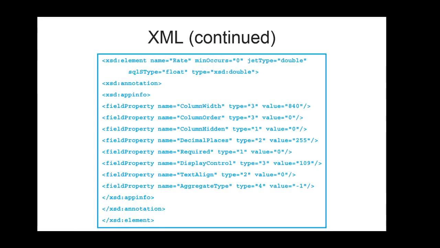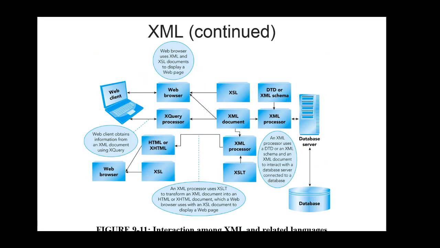This is an example of an XML schema for the rate element from the rep table. This is also showing you the interaction among XML and related languages that are out there.